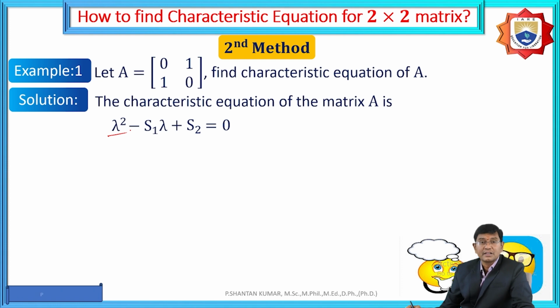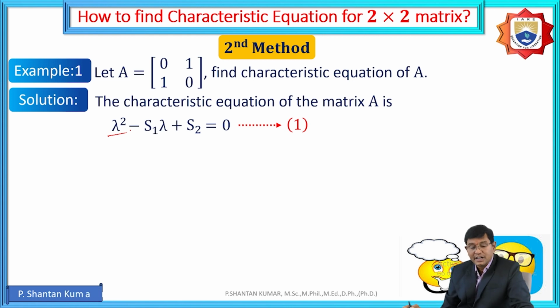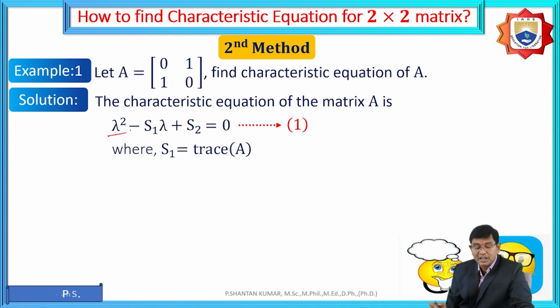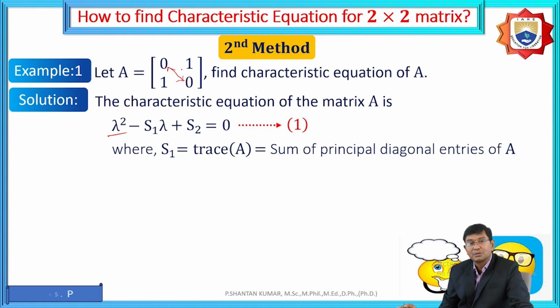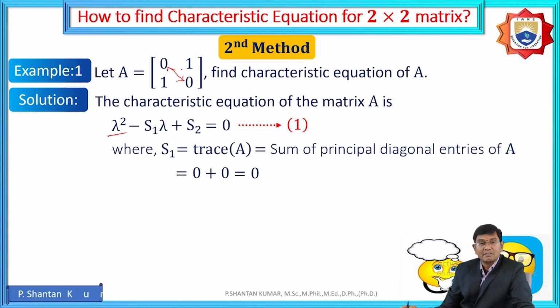And S1, as we know from the formula, is the trace of the matrix, that means the diagonal sum of the values. Here the sum of the diagonal elements is 0 plus 0, which is equal to 0. That is nothing but S1 is equal to 0.